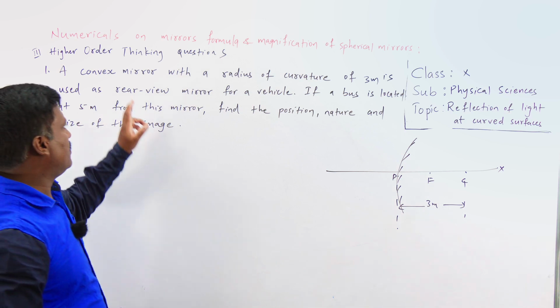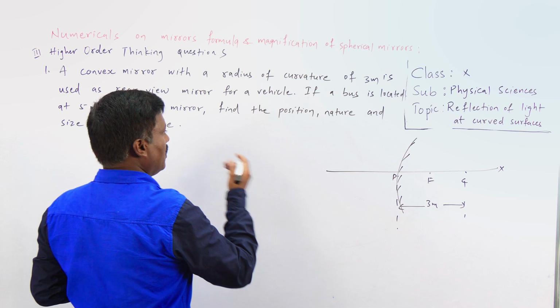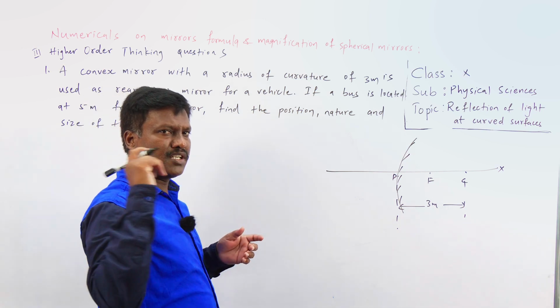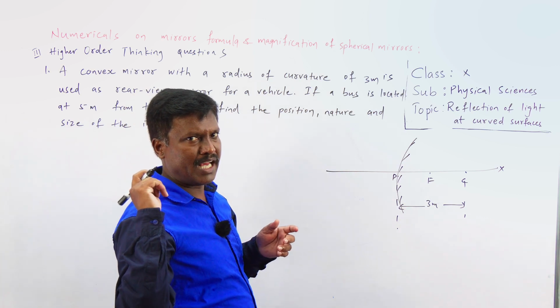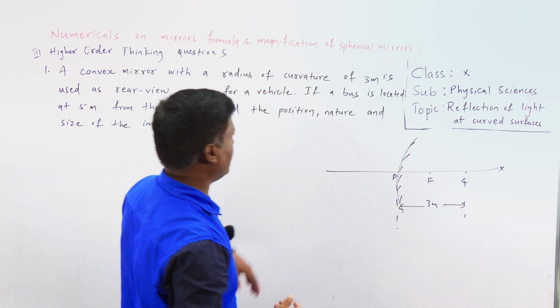Used as a rear view mirror. So the convex mirror is used as a rear view mirror. So what is a rear view mirror? Generally, any vehicle driver observes the vehicles which are coming behind with the help of one mirror beside him, right? That mirror is called a rear view mirror.